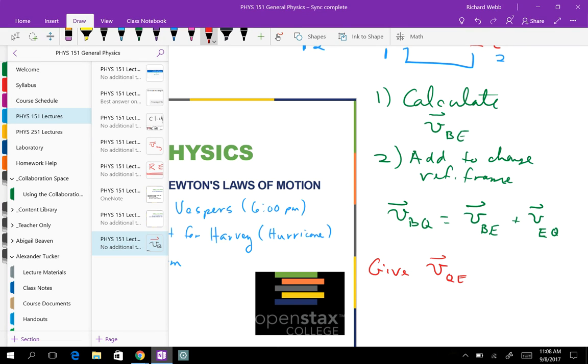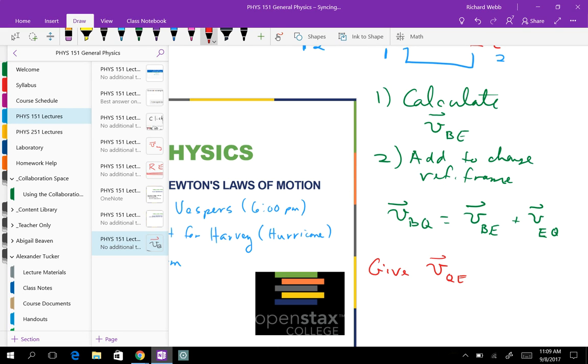So how can I calculate the velocity of the earth with respect to the quarterback if I know the velocity of the quarterback with respect to the earth? What was that? It's just negative. It's going to be the same magnitude. If you say the quarterback is stationary, the earth is moving underneath him, the speed the earth is moving will be exactly the same as the speed that we would normally say the quarterback's moving, the earth is stationary.